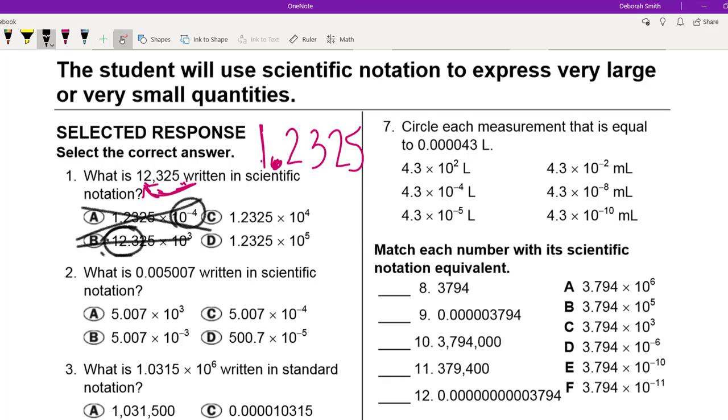So to move the decimal from here to here, it's moved 4 spaces. So for that reason, I'm going to pick C.